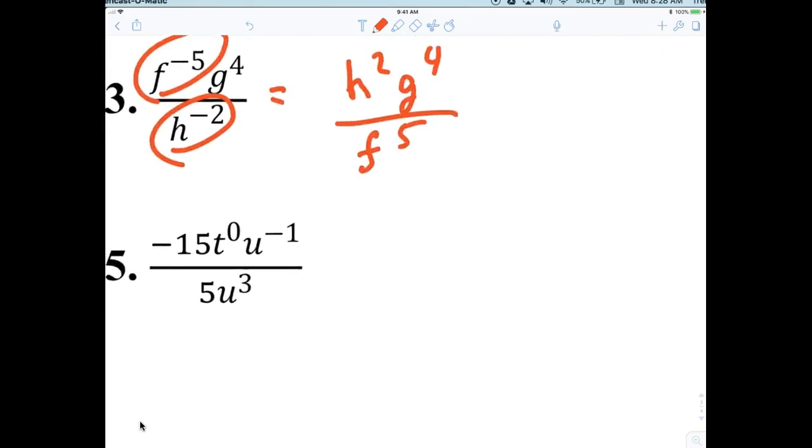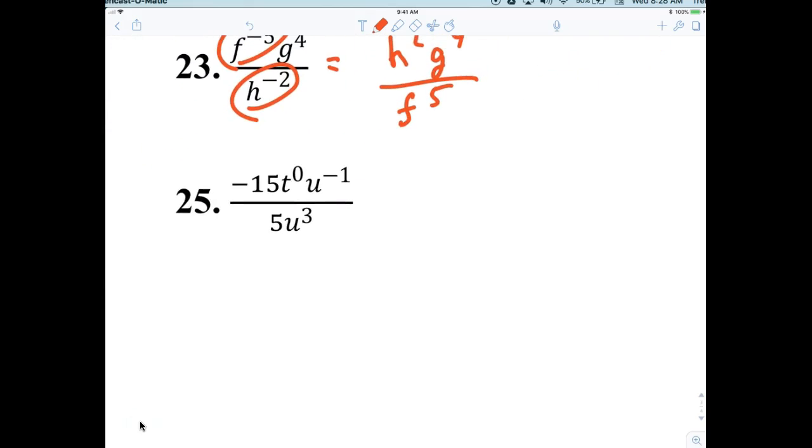Now, again, look carefully. T to the 0 I can cross out as a 1. Right? So I have a fraction now, -3. This goes down here as u to the first, which means there's how many u's in the bottom? 4.